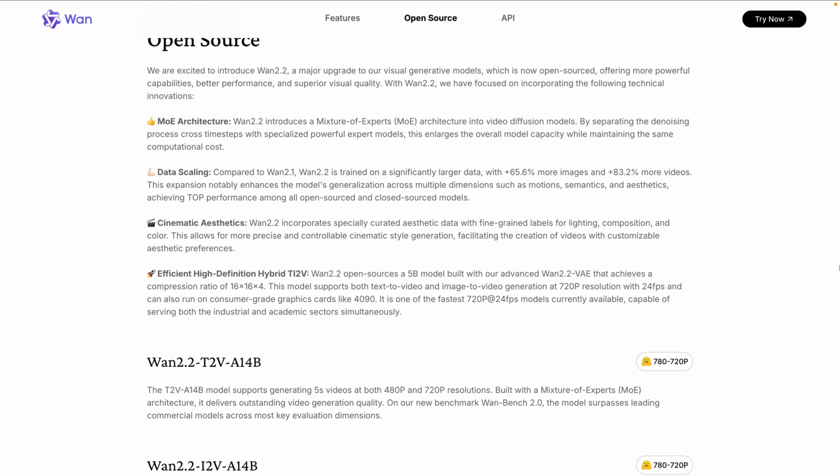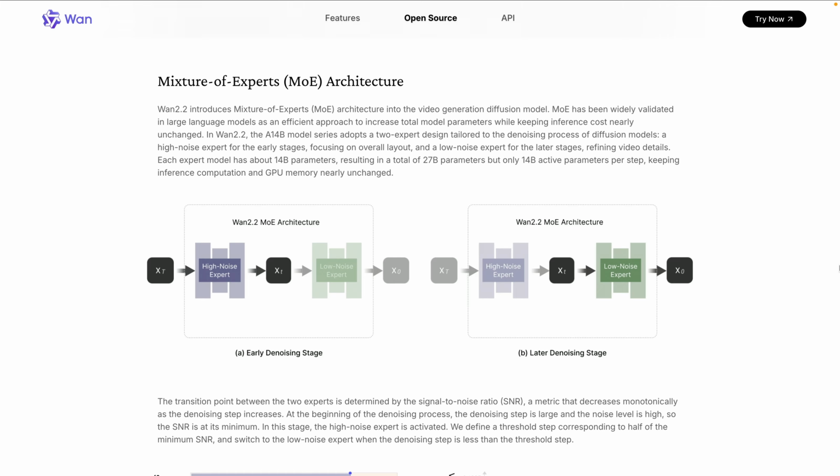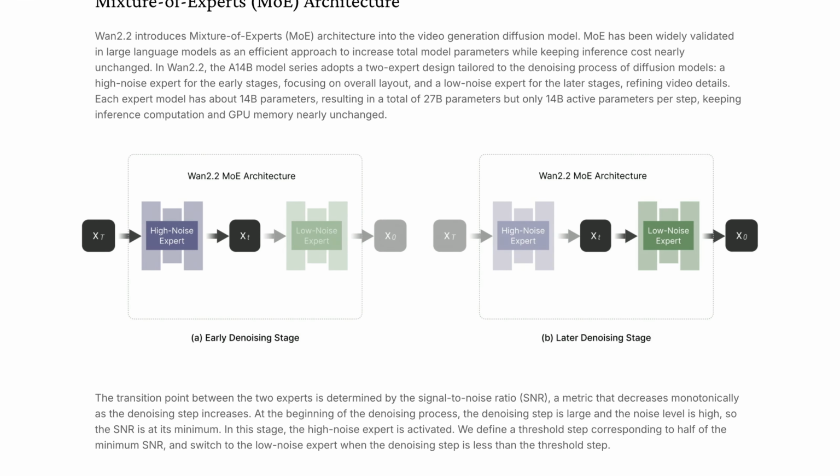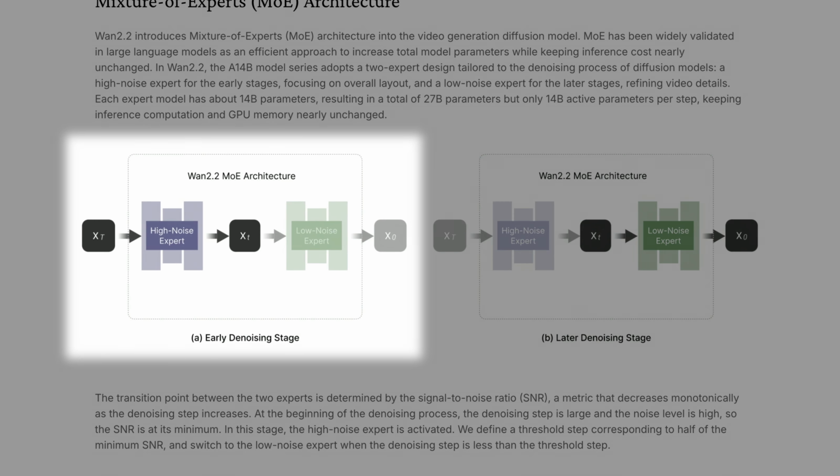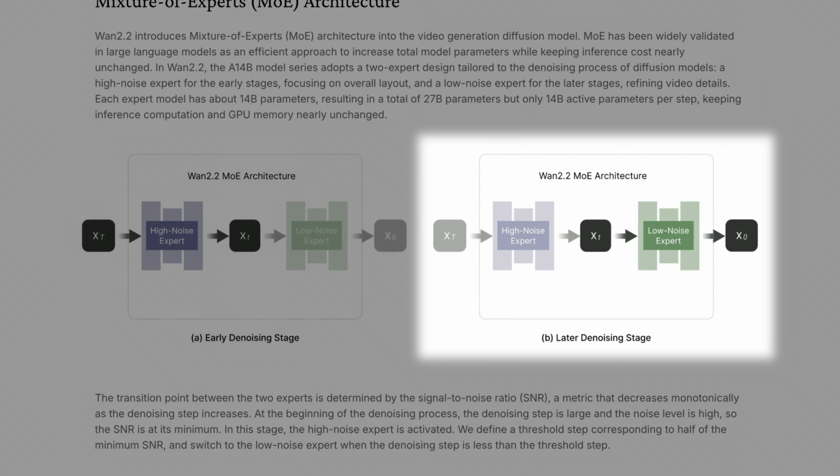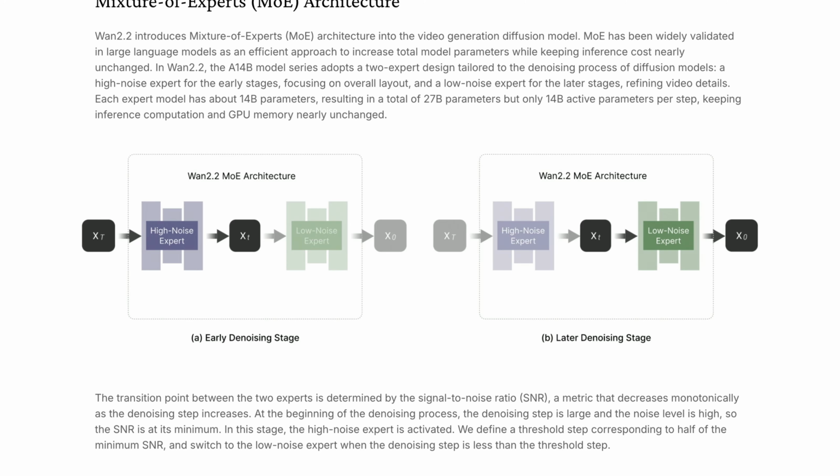It's built with a new architecture called Mixture of Experts. What this means is that the generation process is split into two stages. First, the high noise model creates the layout and large color blocks, and then the low noise model refines details. Each of these models has 14 billion parameters.